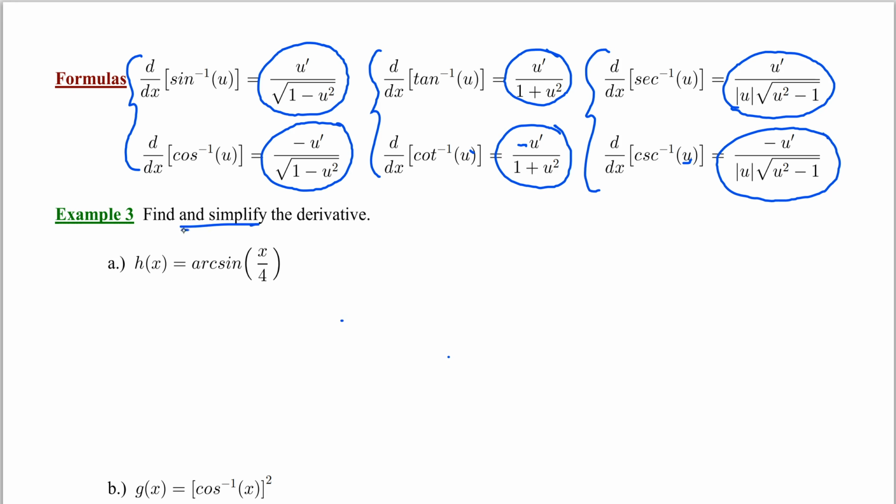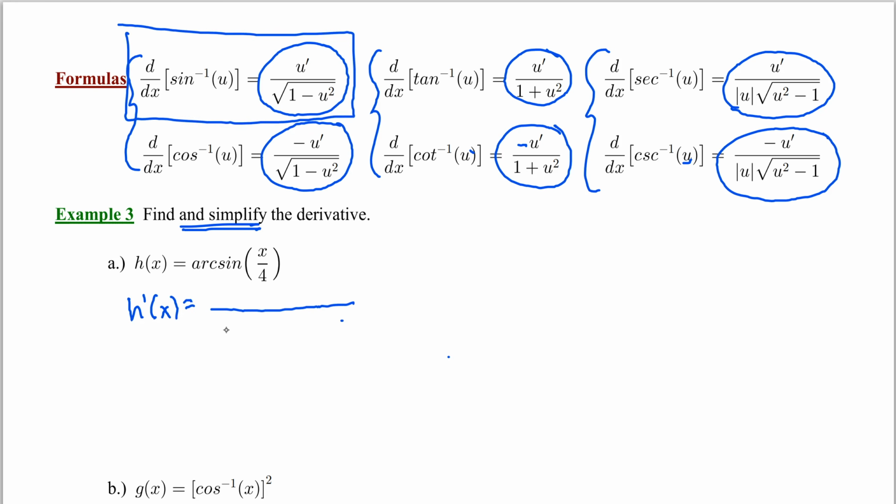Now let's see if we can apply these particular formulas. Find and simplify the derivative. So if h of x is arc sine of x over 4, h prime of x is going to follow this first formula. Notice in the denominator we have the square root of 1 minus u squared, or 1 minus the argument squared. And in the numerator we have u prime, or the derivative of that argument, which is 1/4. So the calculus on this step is complete. We have found the derivative.